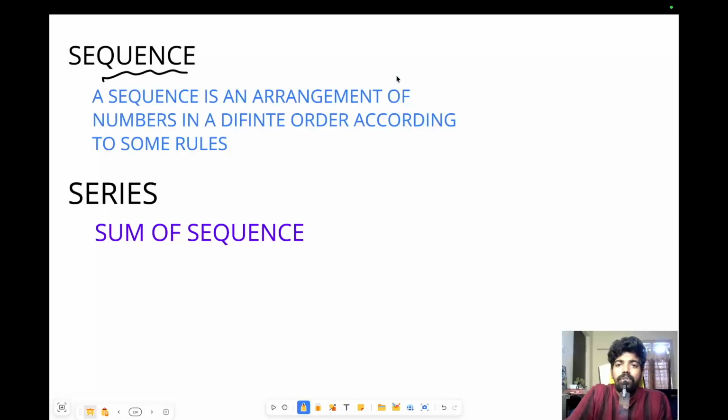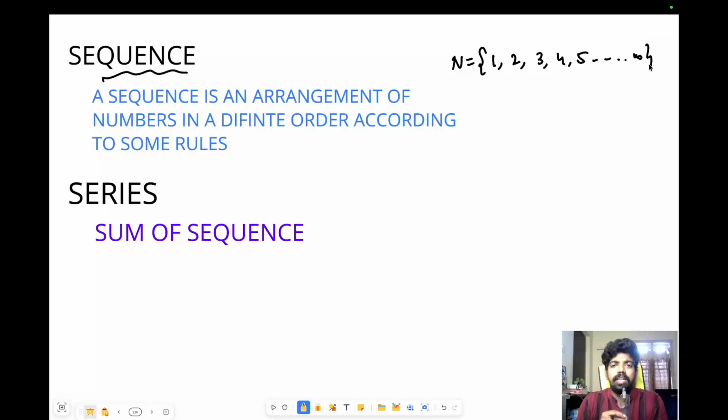For example, if you take natural numbers, it has a pattern: 1, 2, 3, 4, 5, so on up to infinity. It has some pattern. The pattern is, from one number to another number there is a difference of 1. From 2 to 3 is 1, from 3 to 4 is 1, from 4 to 5 is 1, so on it will continue.